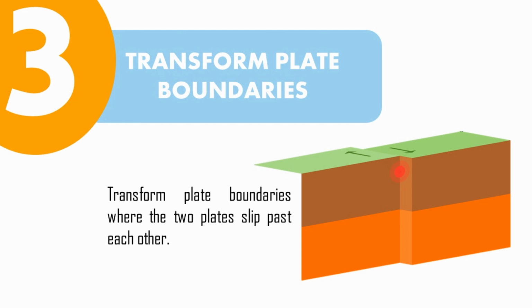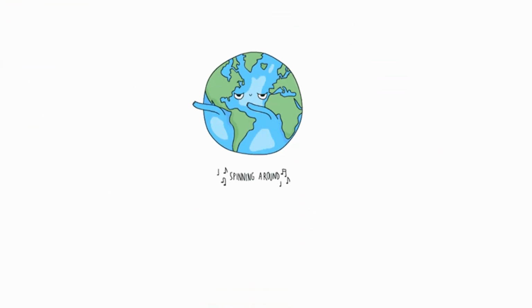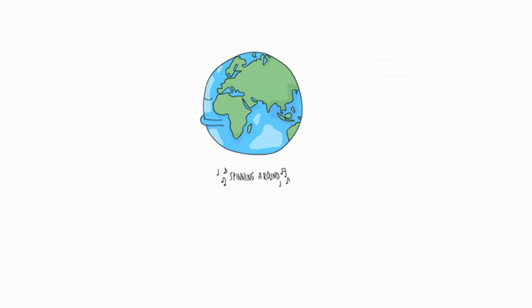Lastly, we have the transform plate boundaries where the two plates slip past each other. At transform boundaries, lithosphere is neither created nor destroyed. Many transform boundaries are found on the seafloor where they connect segments of diverging mid-ocean ridges. Places where these breaks occur are called faults. California's San Andreas Fault is an example of a transform boundary.